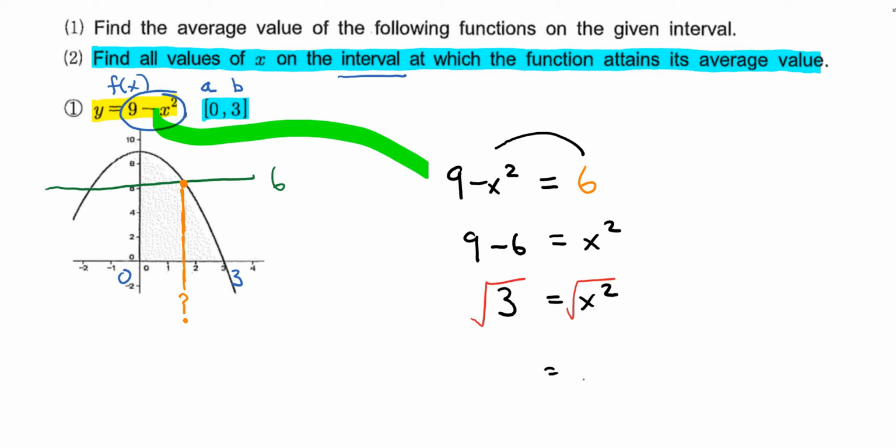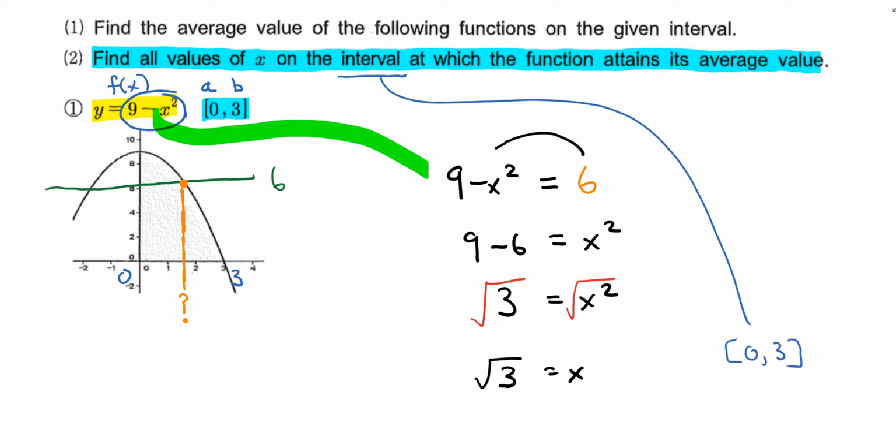And although the square root of 3 is really plus or minus root 3, we just need to focus on the positive value because our interval is going from 0 to 3. So that means root 3 is definitely in that interval. Okay, so root 3 is going to be this guy right here, and root 3 is about 1.7 something.